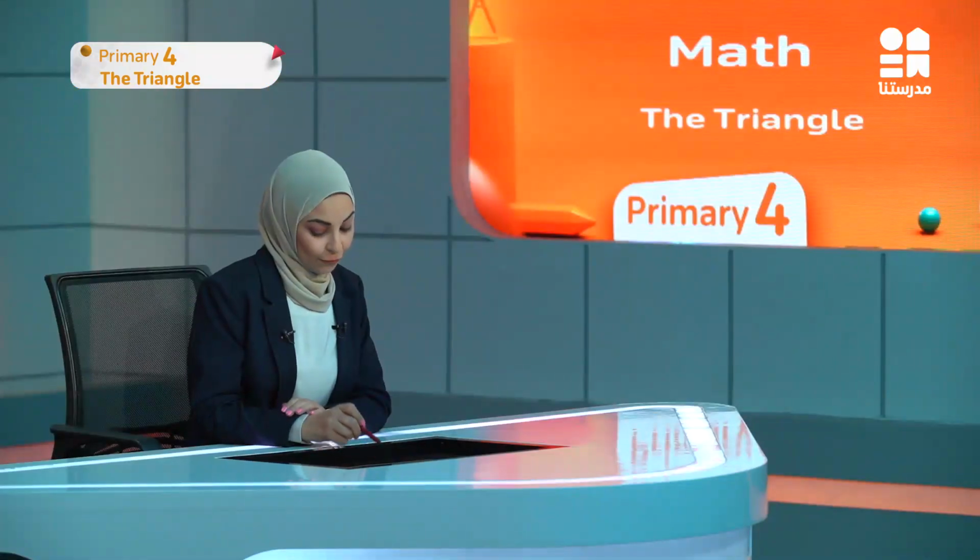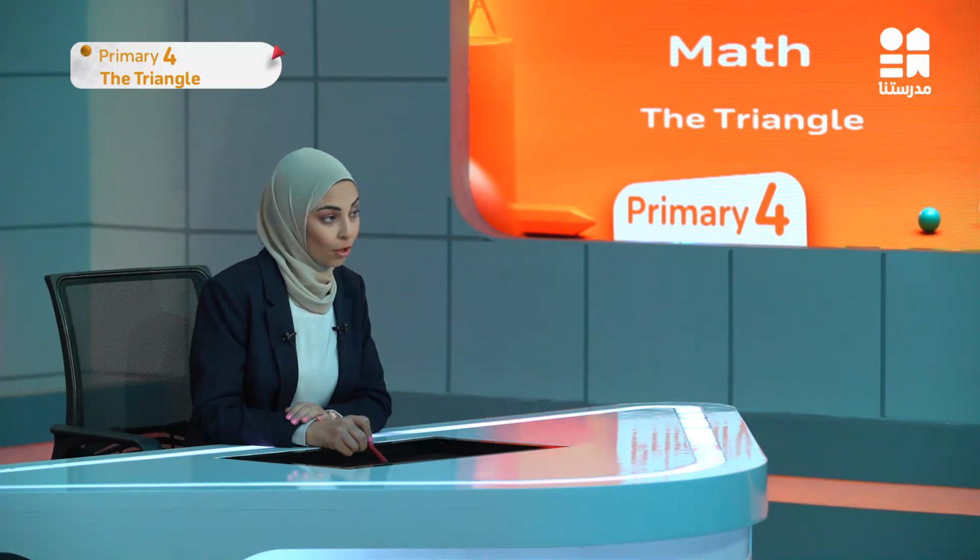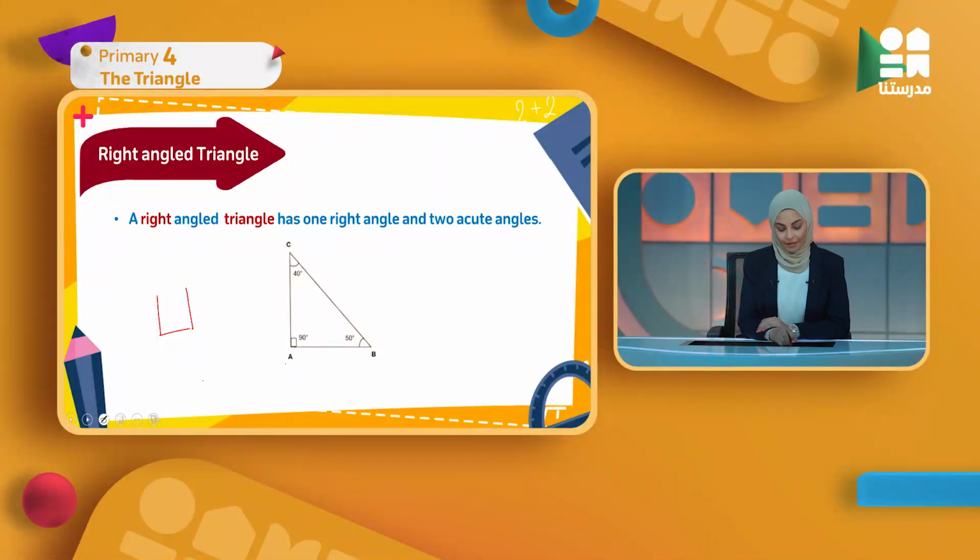Okay, as I said before, can I draw two right angles in one triangle? Of course not. Here is a right angle and here is another right angle. They will never intersect and I cannot form a triangle, so I cannot draw two right angles in one triangle.